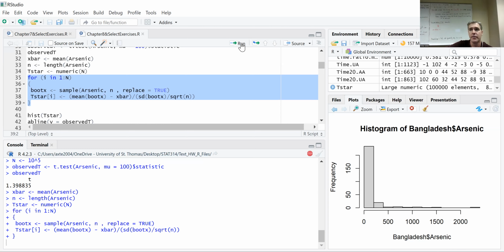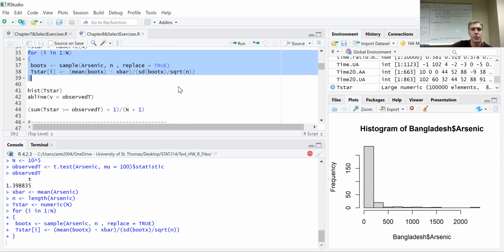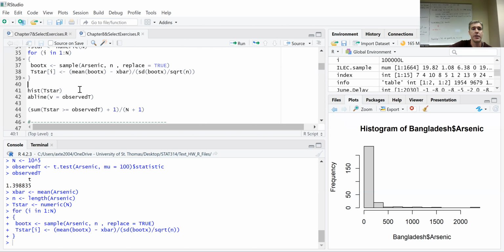It might take a while because 271 data pieces, 10 to the 5th resamples, it's not a small process. It's still running, still running, still running. Maybe I should have done 10 to the 4th. I don't know. Okay. Wow, still running. Maybe my computer's really unhappy with me. There it goes. Now it's done.